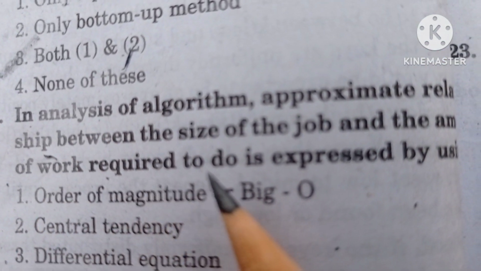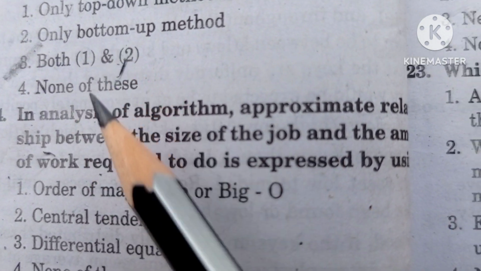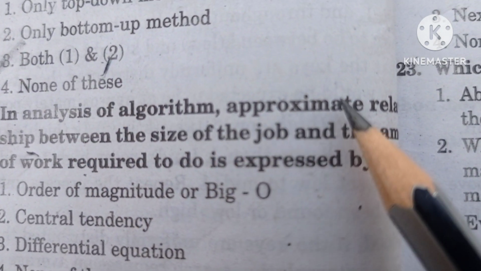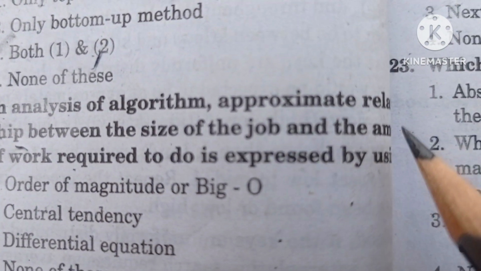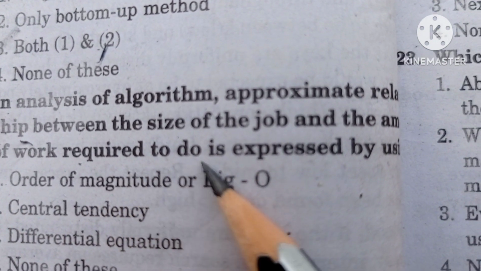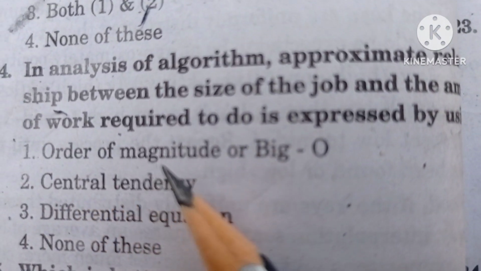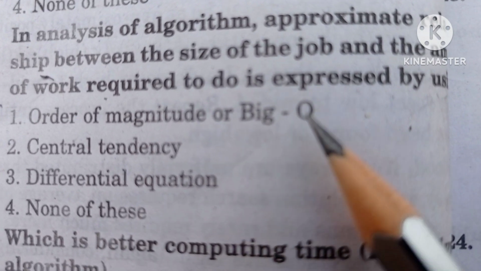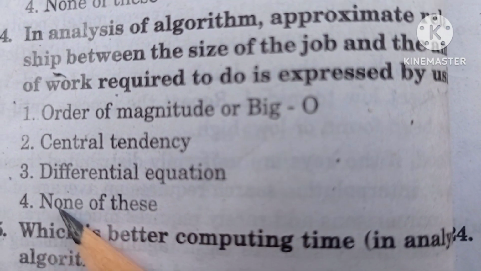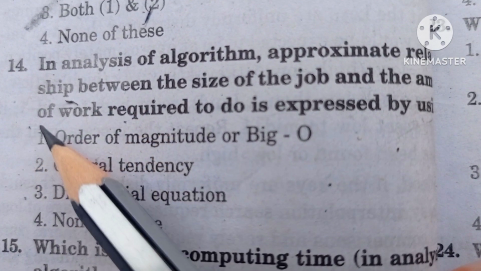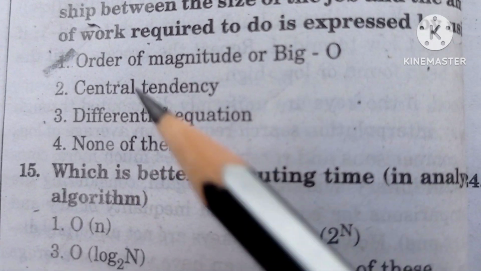In analysis of algorithms, the approximate relationship between the size of the job and the amount of work required to do it is expressed by using? Options: order of magnitude or big O, central tendency, differential equation, none of these. Answer is order of magnitude or big O.